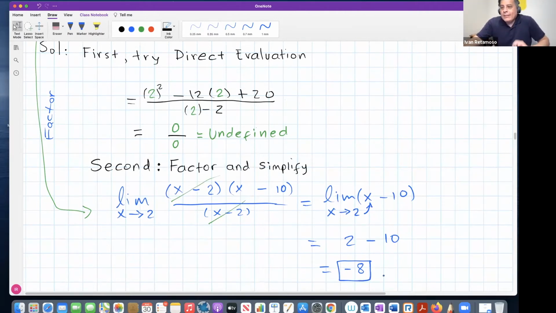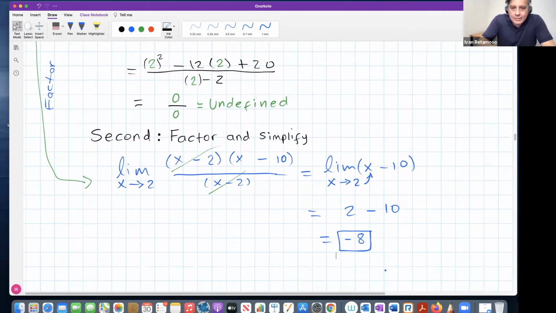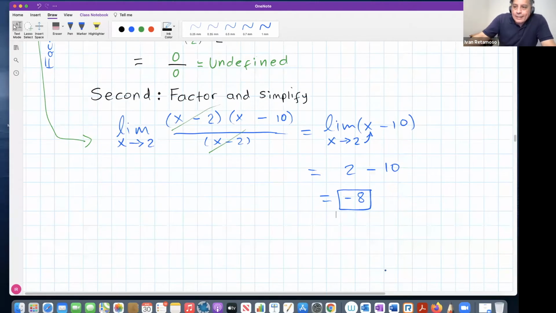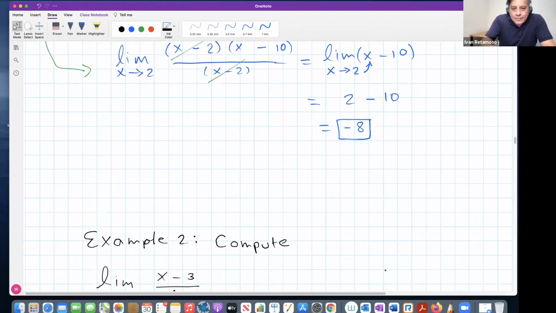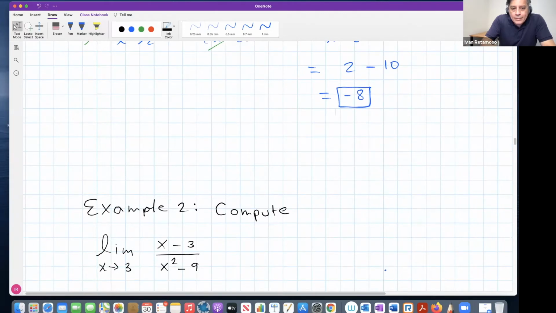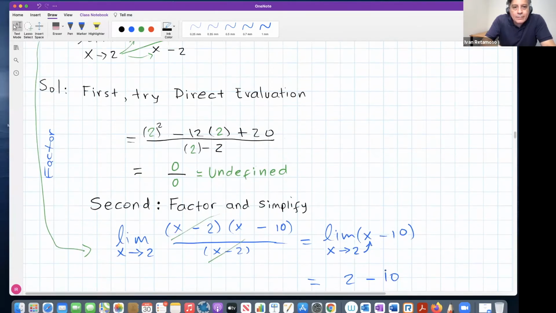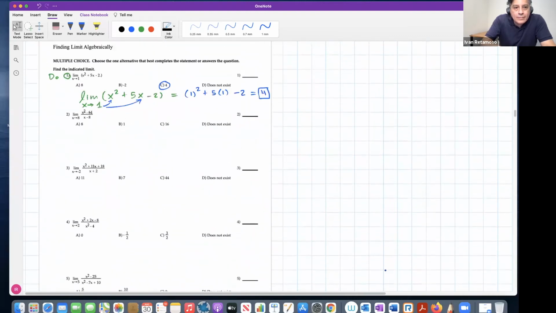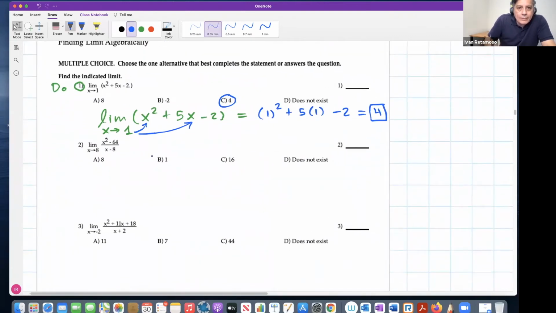So the first technique to overcome this undefined situation when you do direct evaluation is to use factorization and eliminate the factor that was causing the undefined situation. Then you plug the value in, try direct substitution again, and we should be fine. Now going back to another example here, but I'd rather you try this first. Can you try this? Number 2. And then we will go back to another more challenging exercise.